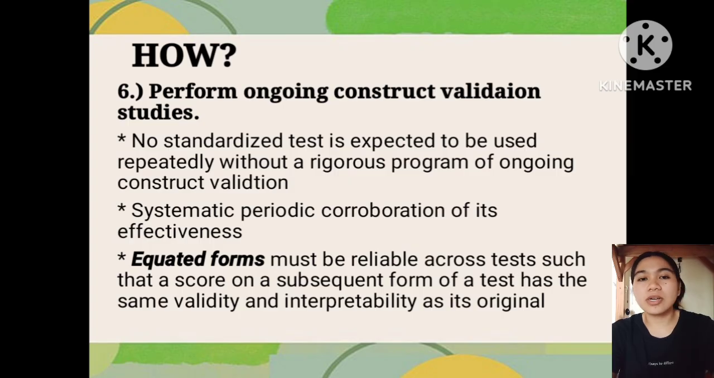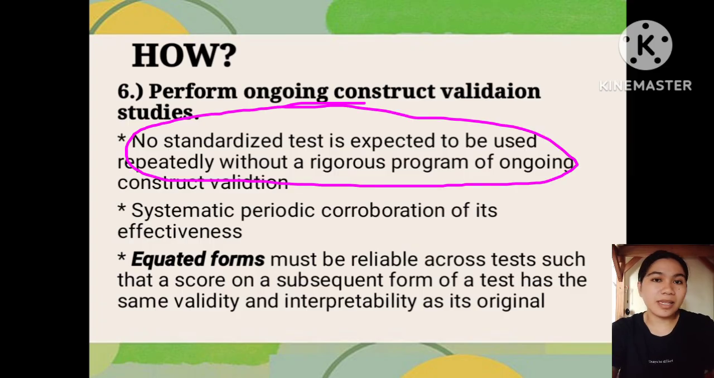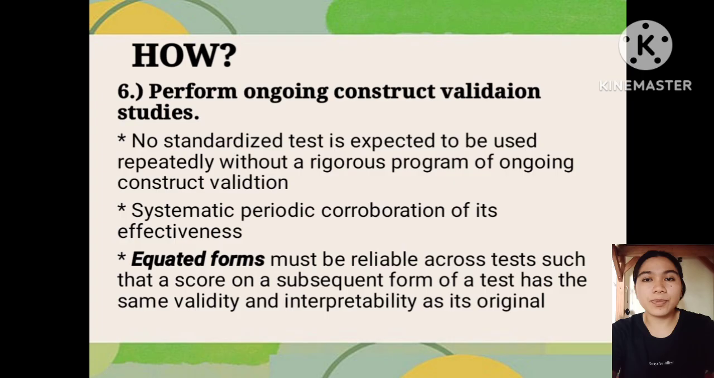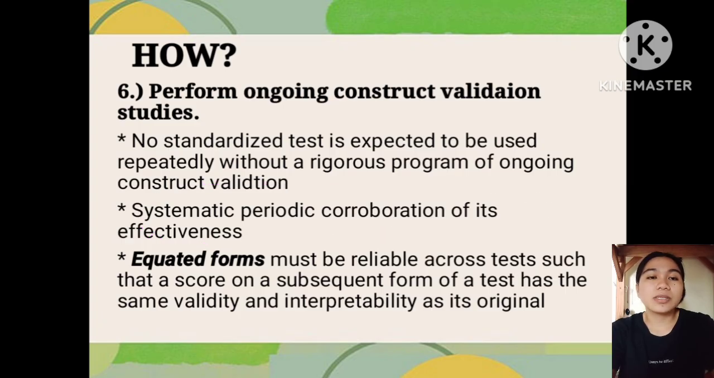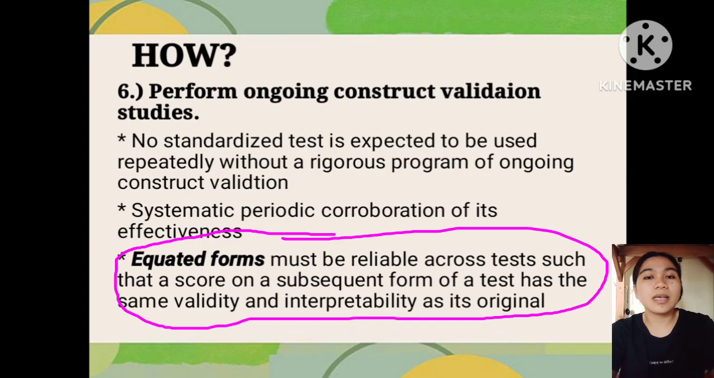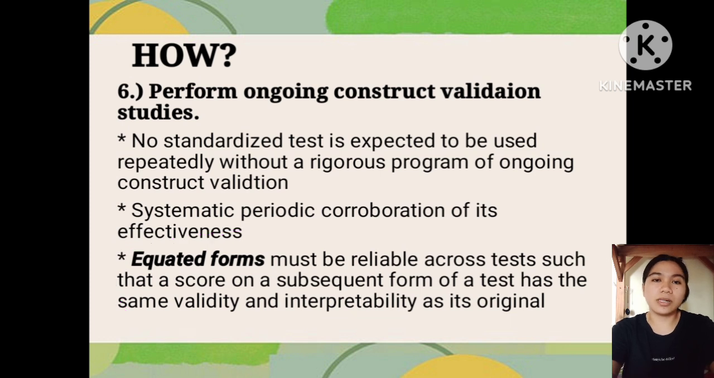So from the previous discussion, it should be clear that no standardized instrument is expected to be used repeatedly without a rigorous program of ongoing construct validation. So any standardized test, once developed, must be accompanied by systematic periodic corroboration of its effectiveness and by steps toward its improvement. This rigor is especially true of tests that are produced in equated forms. That is, forms must be reliable across tests such that a score on a subsequent form of a test has the same validity and interpretability as its original.